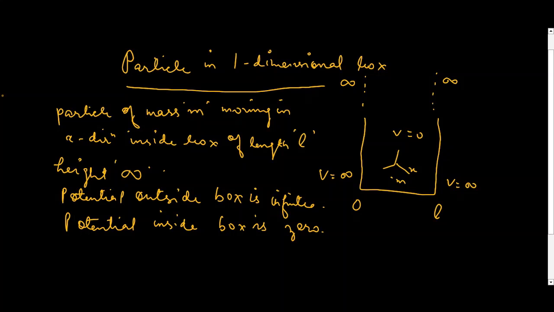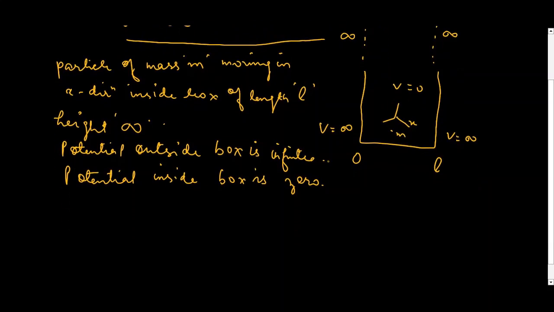Hello friends, today we are going to solve the Schrodinger wave equation for a particle in a one-dimensional box. Now suppose a particle of mass m is moving in the x direction inside a box of length L and infinite height. The potential applied outside the box is infinite, such that the particle remains inside the box only, and the potential inside the box is taken as 0, so that the particle is moving only on its kinetic energy, right?